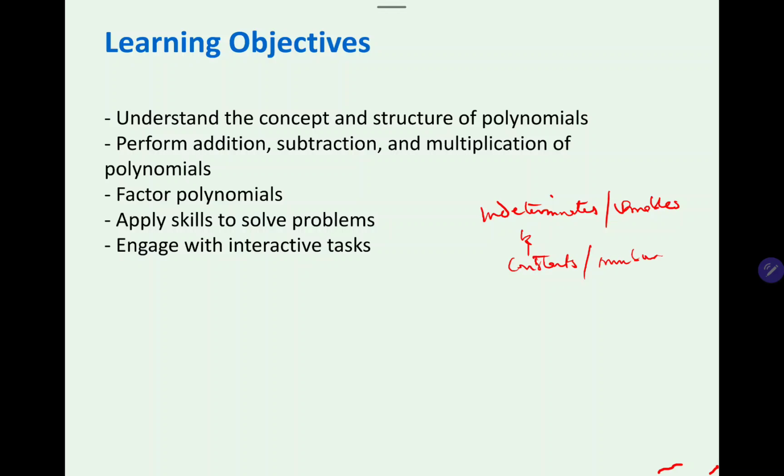Polynomials are just like a dialect in mathematics, and they're very useful to express numbers in so many fields of mathematics, like calculus and the other fields too. So our learning objective for this class will be to understand the concept and structure of polynomials, perform addition, subtraction, multiplication of polynomials, factor polynomials, then apply skills to solve problems. Then as usual, we have our interactive tasks at the end.